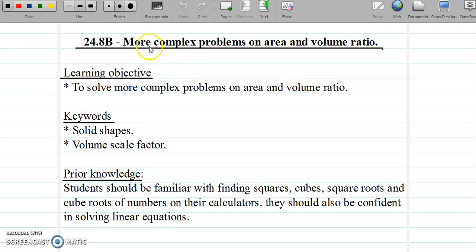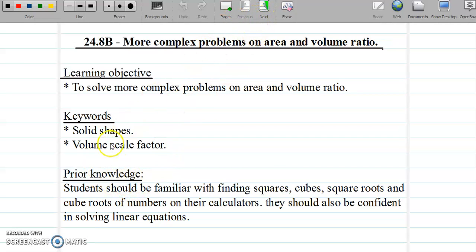Okay, in today's topic, we look at more complex problems on area and volume ratio, and the learning objective is to solve more complex problems on area and volume ratio, and these are the key words.